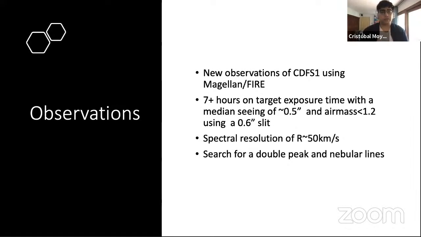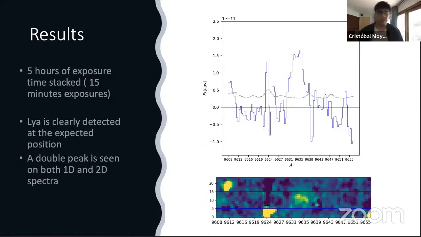We got around 7 hours of exposure time with really good conditions, and we used a smaller slit than the one used in Yang et al. 2019. So the spectral resolution was around 50 kilometers per second. And our goal was still to search for double peaks and see if we could secure any nebular lines. So let's go into the results.